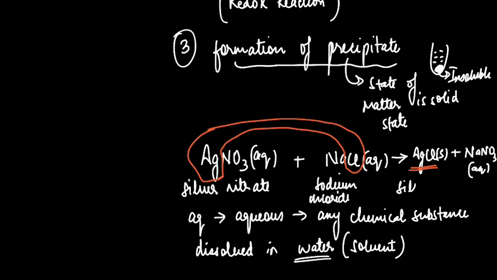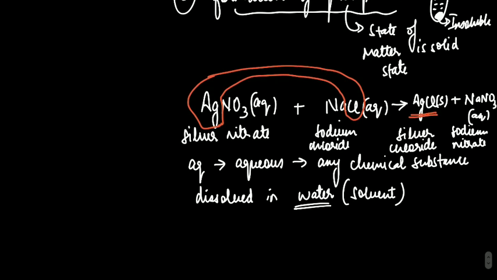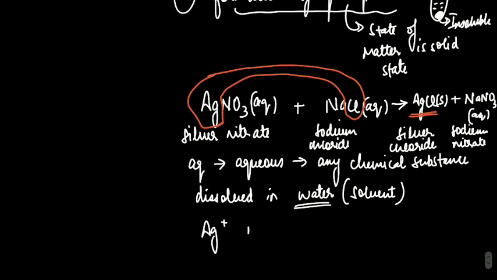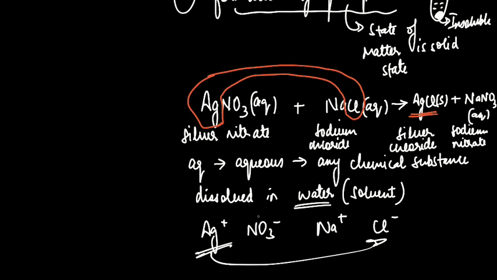So this is silver chloride, and this is our sodium nitrate. If we split it, Ag plus, NO3 minus, Na plus, Cl minus, we can make the products. Ag plus definitely will be attracted towards chlorine, and Na plus will be attracted towards nitrate, because opposite charges attract. So the whole chemistry is based on this only. Opposite charges attract, unlike charges repel.